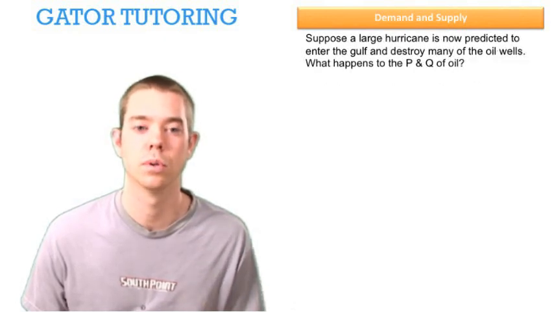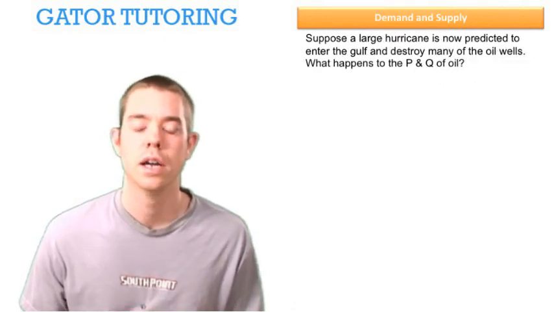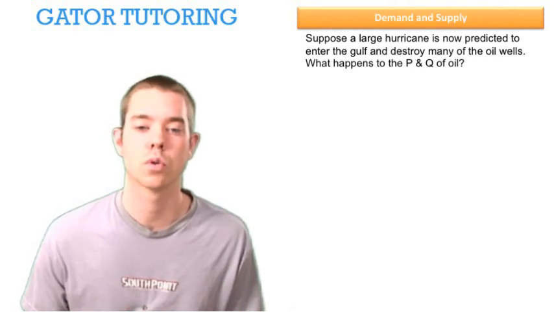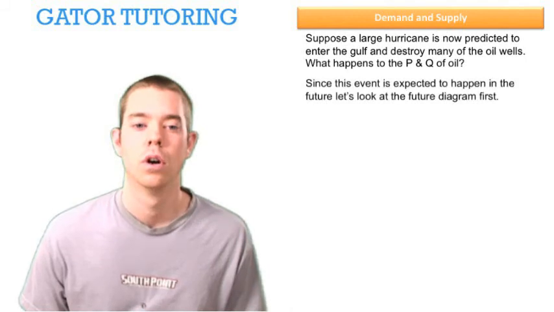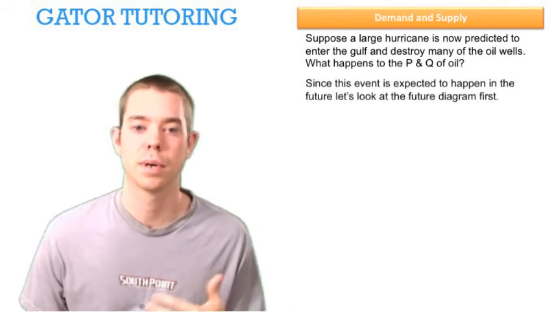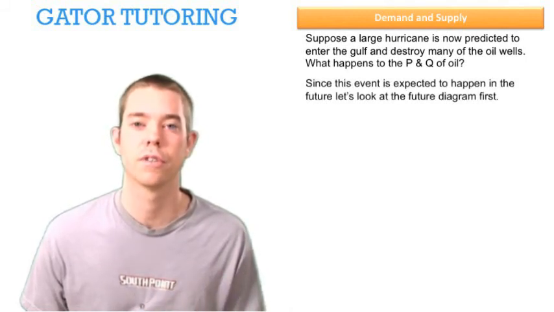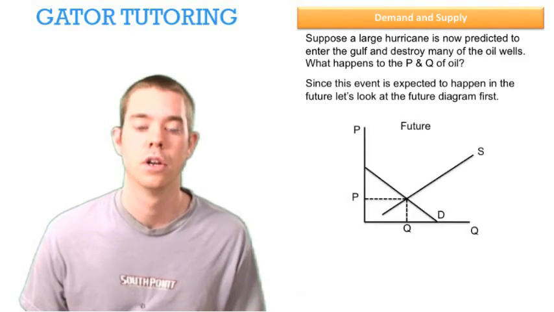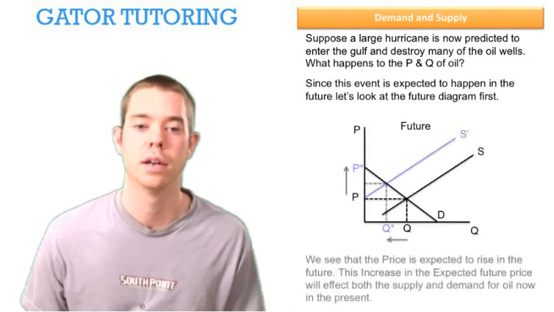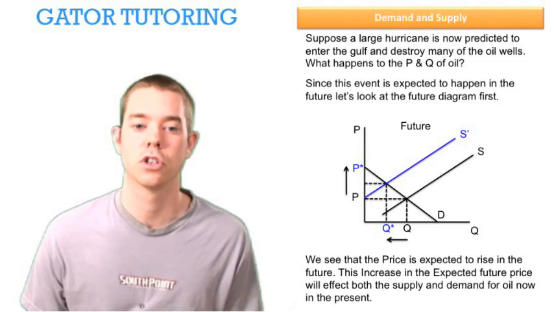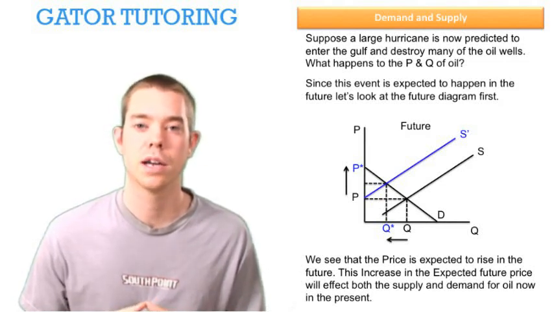Let's take another example. Suppose a large hurricane is now predicted to enter the Gulf and destroy many of the oil wells. What happens to the price and quantity of oil? Well, since this event is expected to happen in the future, let's take a look at the future diagram first. So in the future, we see supply and demand, and we know that the supply curve is going to shift to the left in the future.